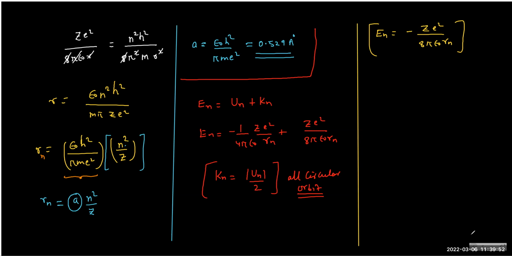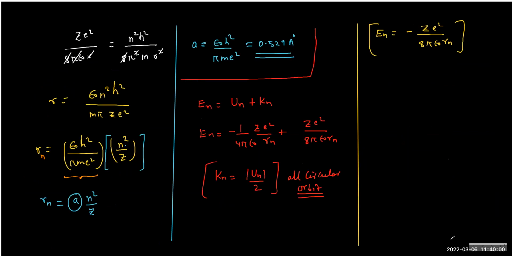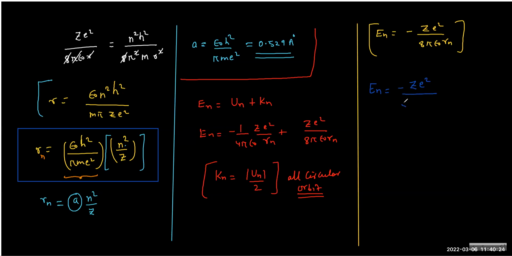So let's go back. Look at this part. The r we have derived somewhere. Where is r? Yeah, r is here only. So now this is r. So can we substitute the r value here and get the En formula? Minus Ze square over 8 pi epsilon naught. Now comes the big formula: epsilon naught h square.